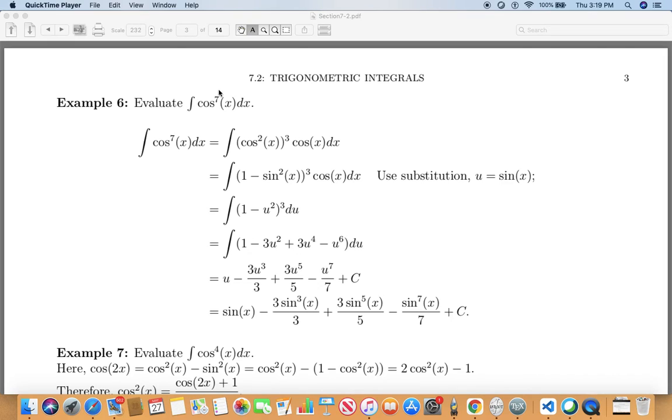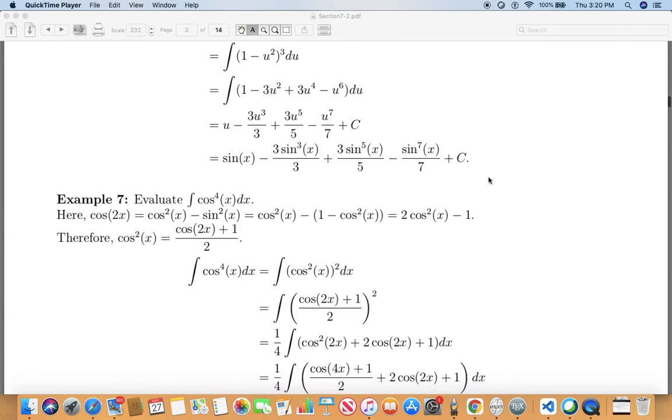So the odd power trick is to take one power aside as the derivative, and the other powers you need to rework so as to get an appropriate substitution.